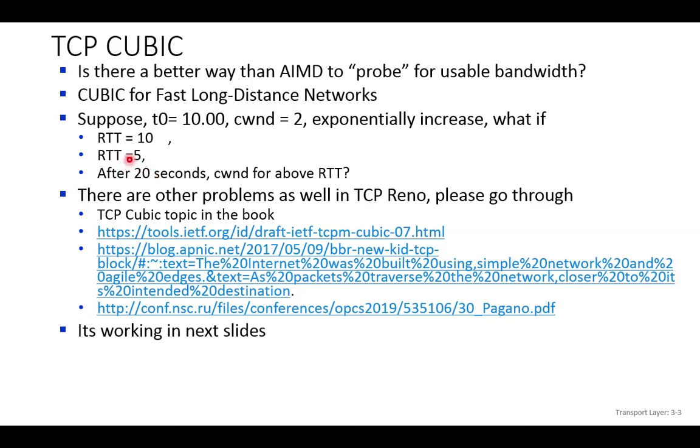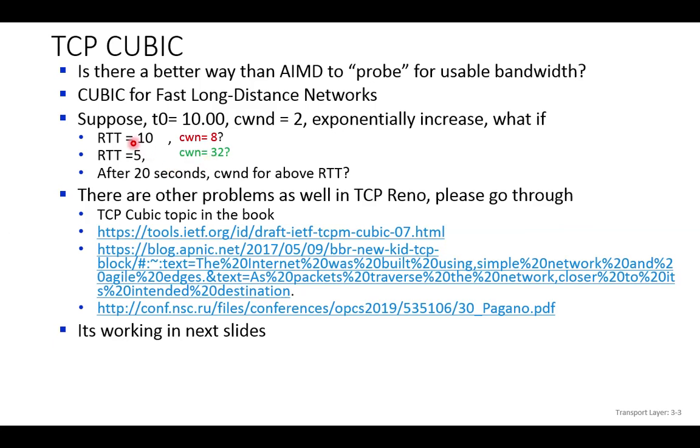If the RTT is equal to 5, we will receive 4 acknowledgements during these 20 seconds, so the congestion window will be increased 4 times. The first time it increases from 2 to 4, next from 4 to 8, next from 8 to 16, and next from 16 to 32. So you can see that if the RTT is equal to 10 seconds, then after 20 seconds the congestion window will become 8. If the RTT is equal to 5 seconds, after 20 seconds the congestion window will be equal to 32.